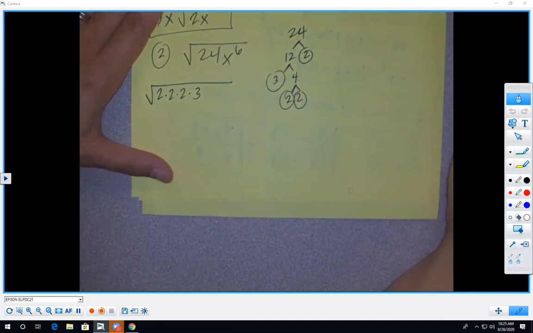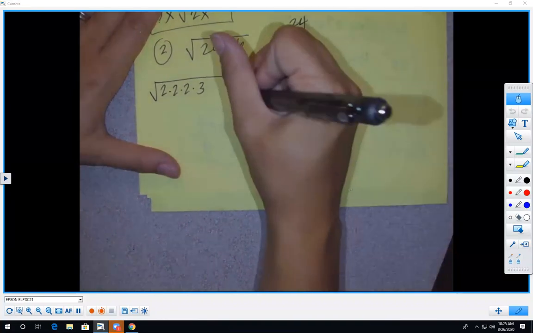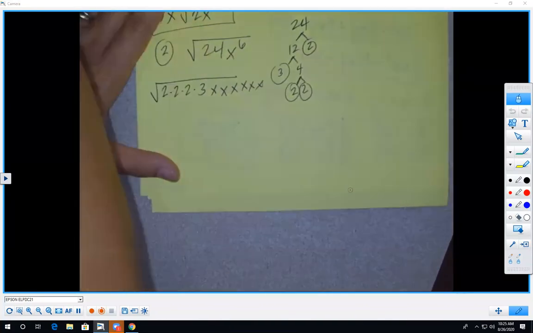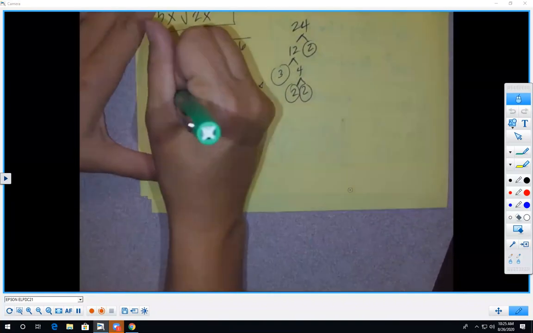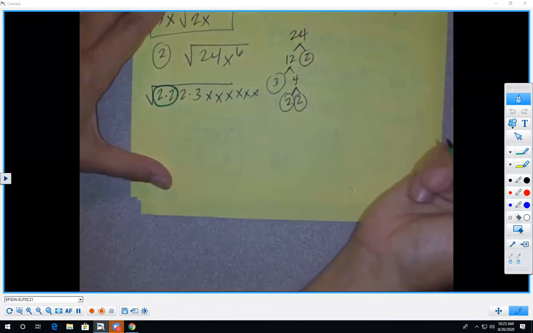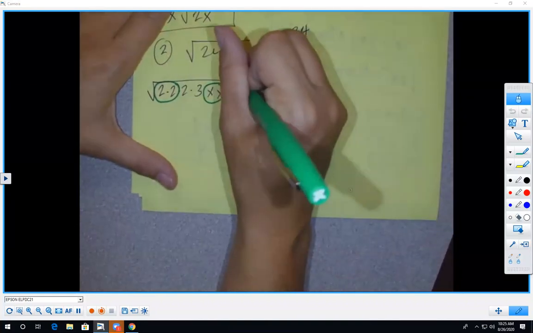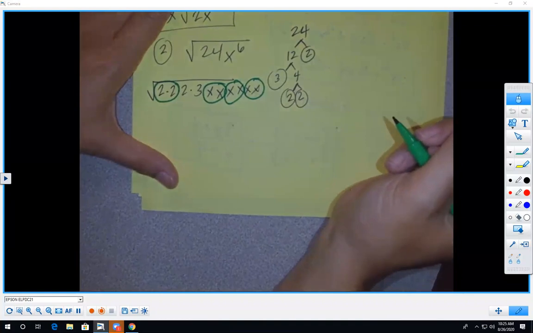What does x to the 6th mean? 6 x's, all the x's, right? 1, 2, 3, 4, 5, 6. To come out, they come out in pairs. What pairs do I have here? A 2 that can come out. What else? A pair of x's, another pair of x's, another pair of x's, right?